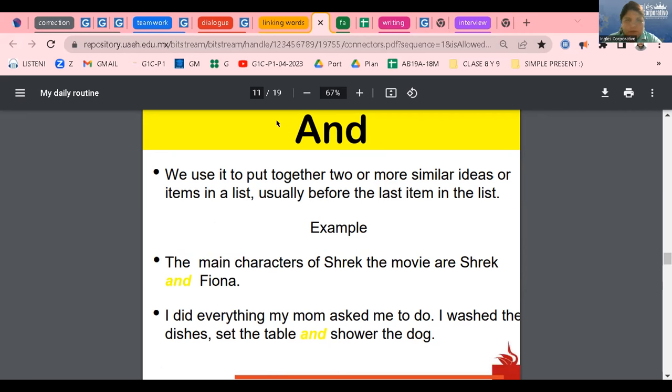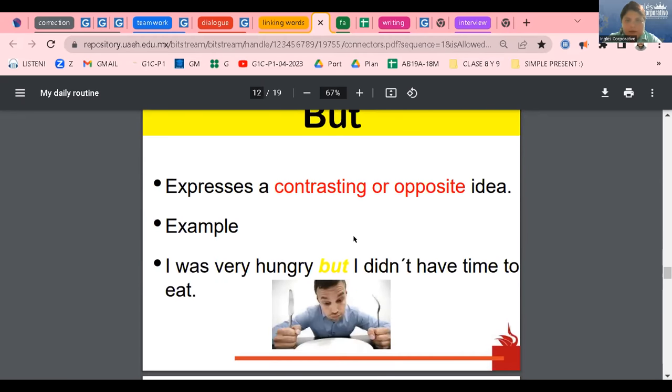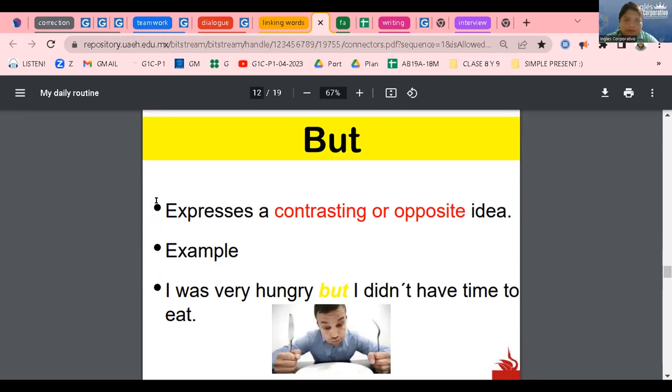Okay, so now let's continue with the next connector. Okay, but. Please mention the definition. Expresses a contrast or opposite idea. Vamos a indicar un contraste de ideas o una idea opuesta, ¿verdad? Okay, example. I was very hungry. Estaba muy hambriento, pero ¿qué pasó? I didn't have time to eat. Pero no tuve tiempo de comer.